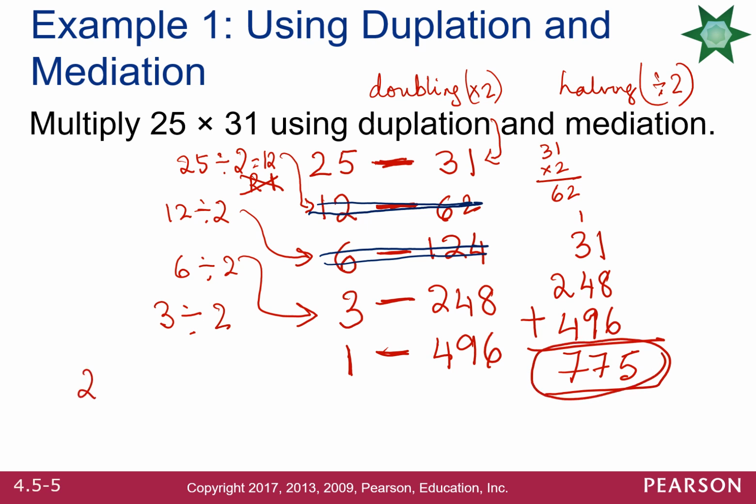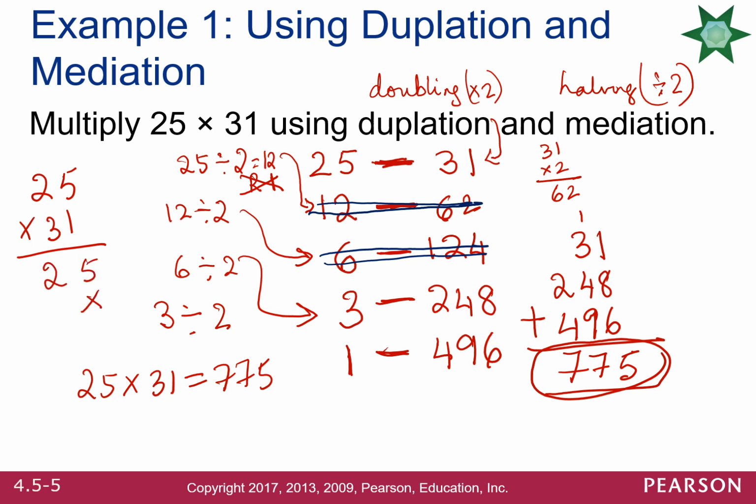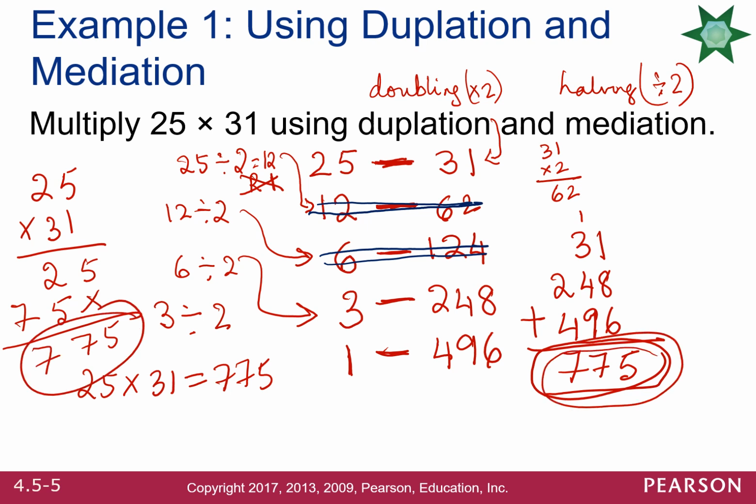So 25 times 31 equals 775 using the duplication and mediation method, and it should be the same answer if you do the multiplication in the traditional way that we had learned. You should still get 775. So 5 times 1 is 5, 2 times 1 is 2, and 5 times 3 is 15. 3 2s are 6 plus 1 is 7, for a value of 775, and that matches with what we got here using the duplication and mediation method.